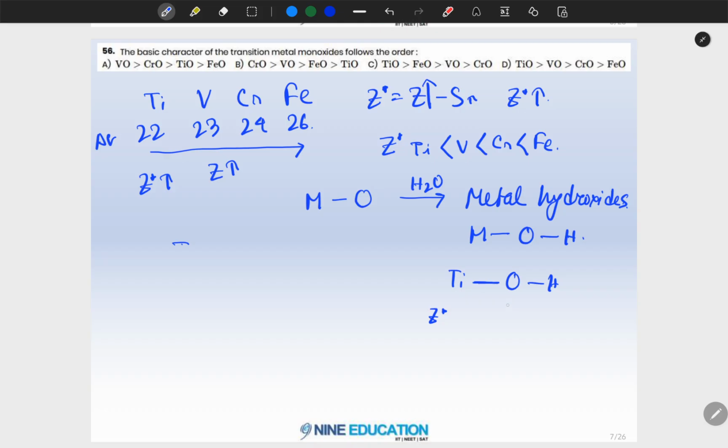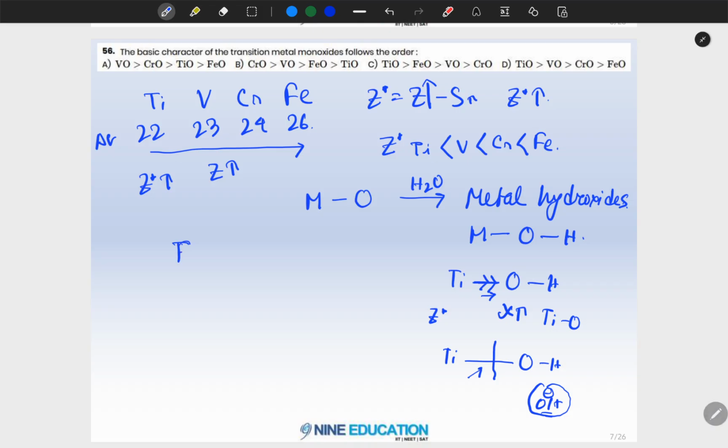Because of the higher electronegativity of oxygen, oxygen will try to pull the electron cloud of the titanium-oxygen bond toward itself, and as a result there will be elongation of this bond, and because of that the bond will become weak. If I supply a small amount of energy, the bond will get dissociated, resulting in the formation of titanium cation and OH minus anion. Since OH minus ions are getting liberated, titanium oxide is the most basic oxide here, right?